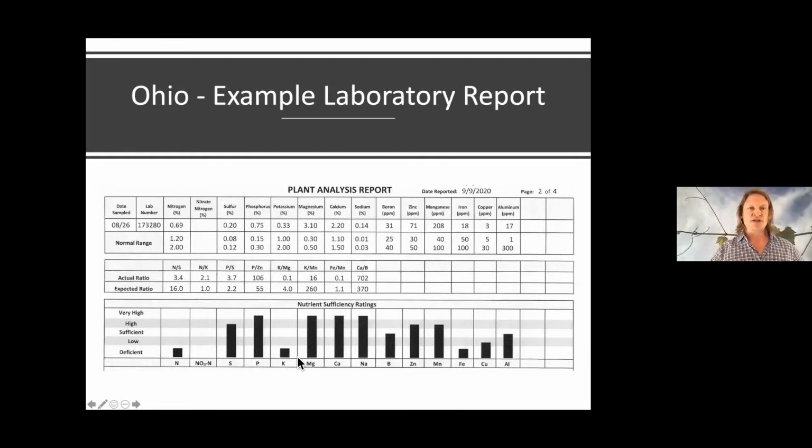So there's a couple ways you can do it. And you do want to respond when you see low numbers like this, you do want to respond quickly. And sometimes foliar is going to be your only option for quick application if you don't have irrigation.